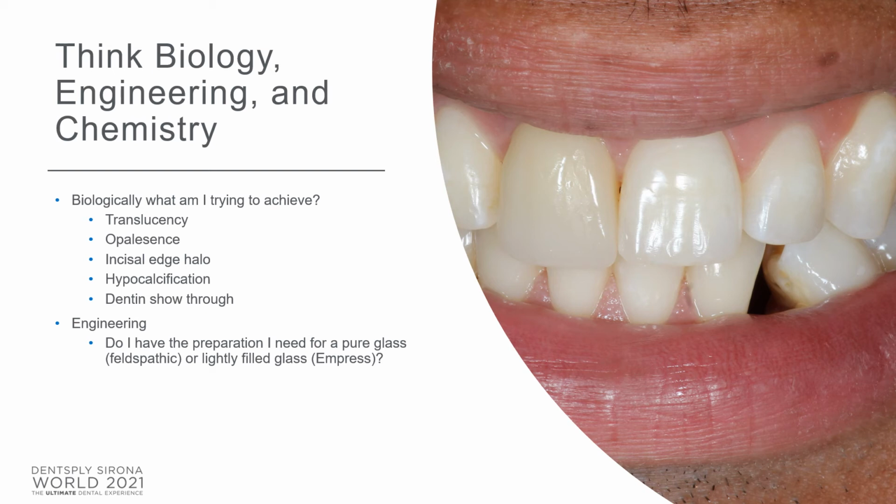Do I have the preparation I need for a pure glass or lightly filled glass? Well, I don't know. I don't think so, and you'll see when we look at the lingual of this tooth why we had to go with something that was a little bit stronger. Where are my margins located, right? Do I have deep subgingival margins? If we look at the indications for something like Empress, a deep subgingival margin is a contraindication of the material.